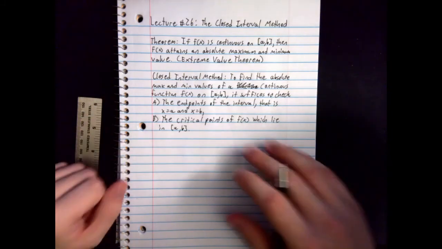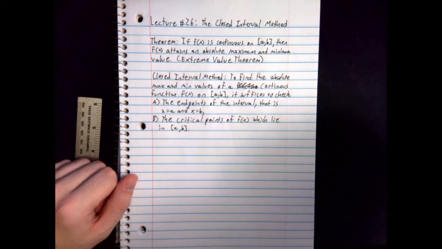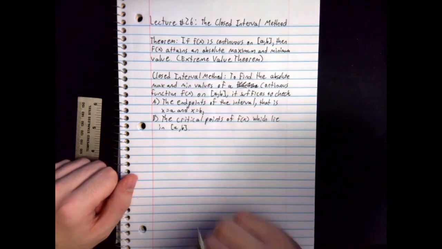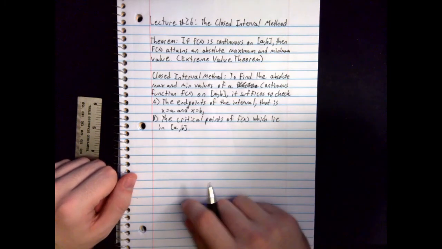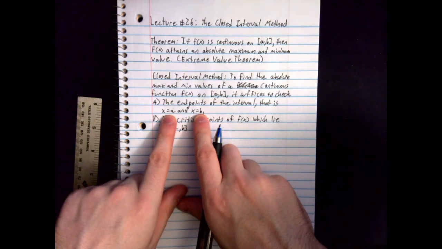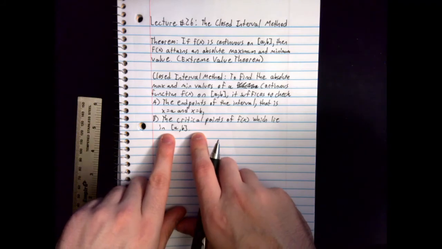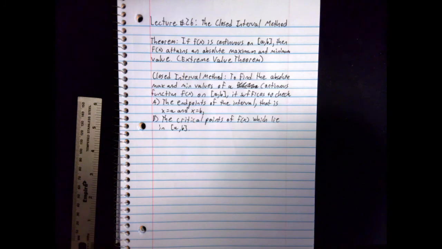Okay, so if I want to find the absolute maximum and absolute minimum values of a continuous function on a closed interval, it suffices to check the two endpoints of the interval and the critical points of f of x which lie in that interval. So maybe let's go ahead and do a couple of examples just to get our hands dirty with this.